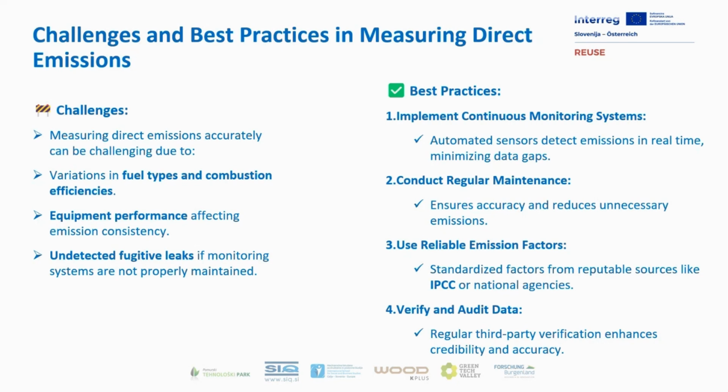And finally, make sure to verify and audit the data regularly. Having an independent third-party review the data adds an extra layer of credibility and transparency, especially if the information is being used in public reporting or sustainability disclosures. But like we said in the previous session, for many companies, it's becoming mandatory, not voluntary anymore. So by applying these best practices, companies can ensure that their Scope 1 emissions data is not only accurate, but also trusted by both internal and external stakeholders.